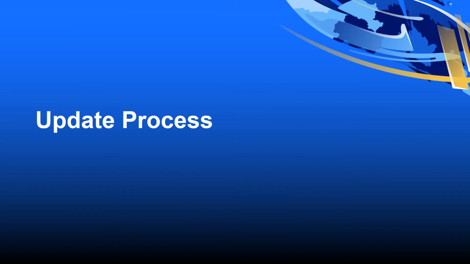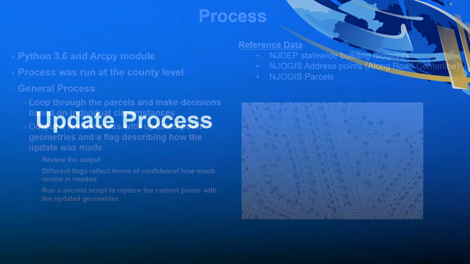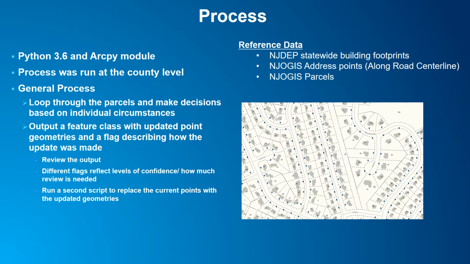Okay, so as Deepa mentioned, I'm going to talk about our update process. Here's just the general overview of our process. We used Python 3.6 and the arcpy module. Since New Jersey is a pretty dense state, the process was run at the county level. The general idea was to loop through the parcels and make decisions based on individual circumstances. We would then create an output feature class with updated point geometry that contained a flag describing how the update was made. These flags can be used in the review process, and once the process is complete, a second script can be run to replace the old address points with the updated point geometries.